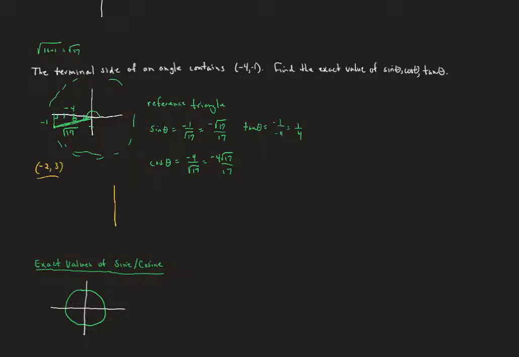So in this case, we're going to put the x at negative 2, the y at 3. So here is our reference triangle. We'll label the side lengths and include the sign, positive or negative, depending on what the coordinates are. We'll find the hypotenuse using the Pythagorean theorem. So the radius of that circle is going to be the square root of 13.